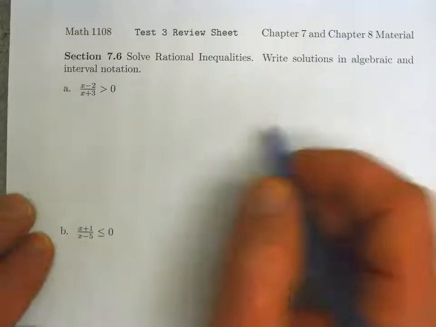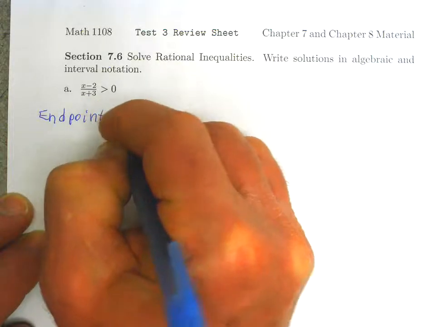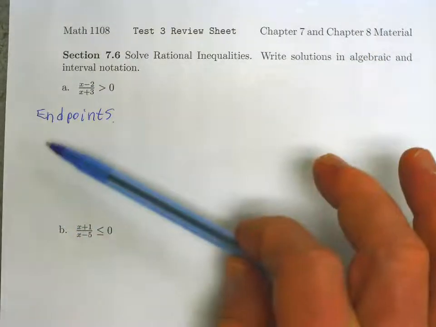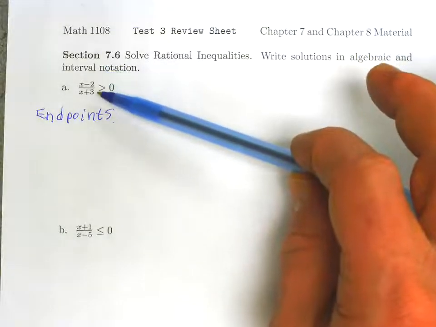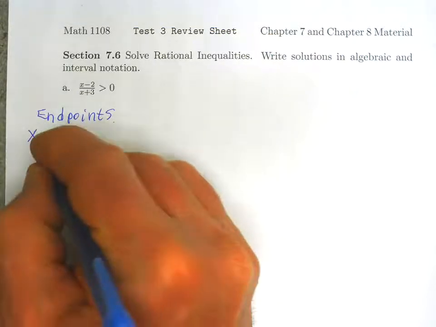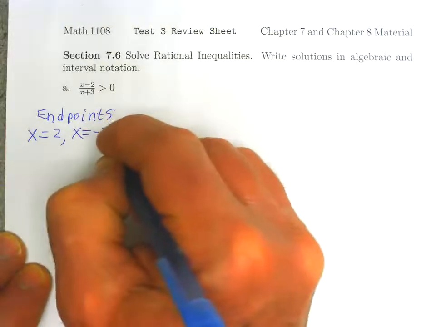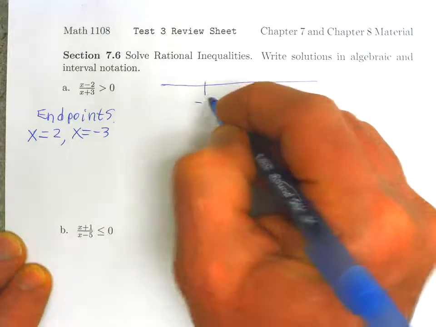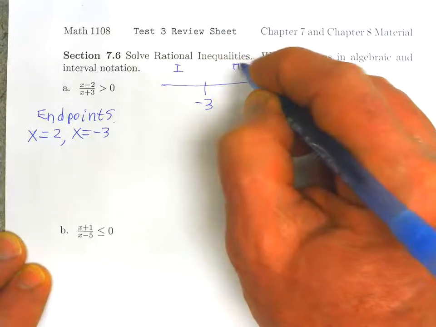And so the endpoints are the x values that either make the numerator 0 or the denominator 0. The x value that makes the numerator 0 is positive 2. The x value that makes the denominator 0 is negative 3. Okay, so we plot the numbers negative 3 and 2 on the number line. Negative 3 is to the left of 2.